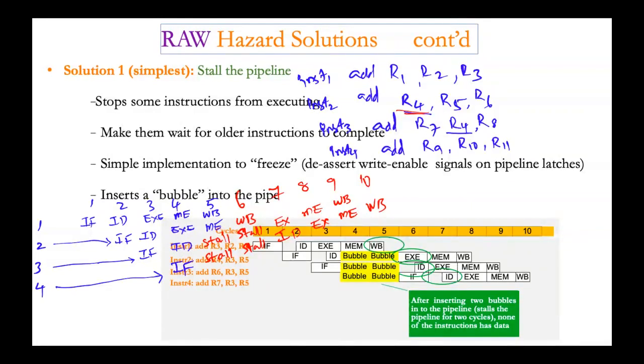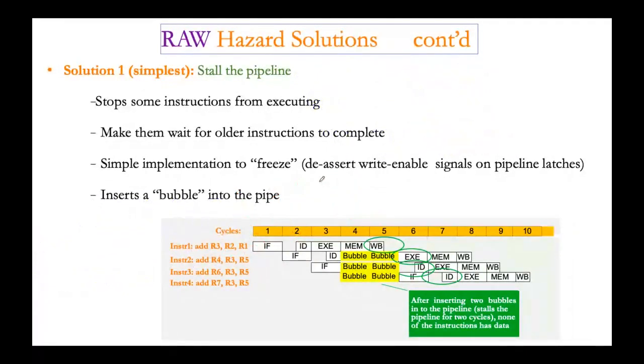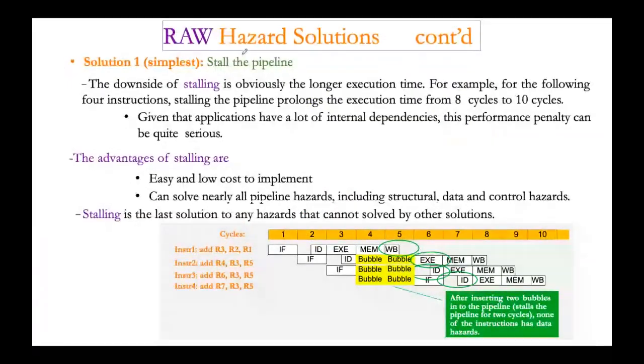So for 4 instructions, it will take 10 cycles for this example. Now let us go with the next part. In stall pipelining, the downside of the stalling is obviously the longer execution time, because by stopping the execution of the instruction, it takes longer time.